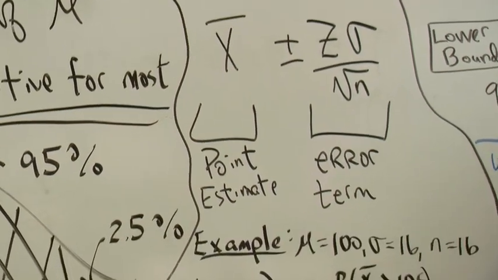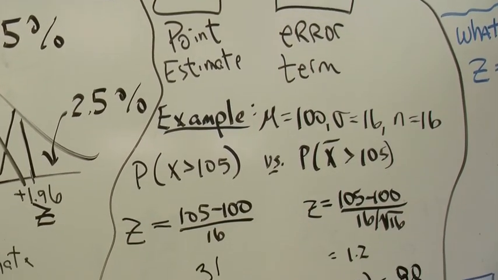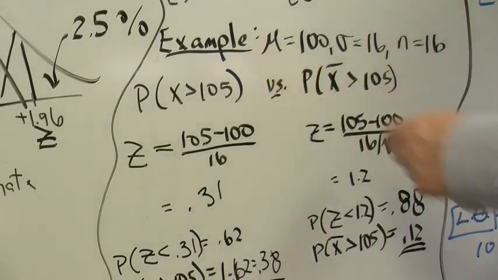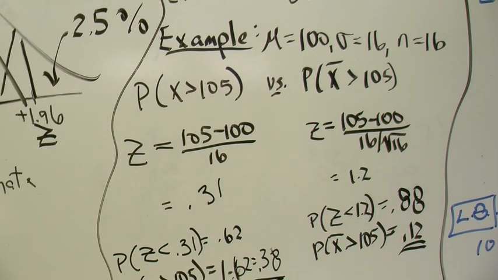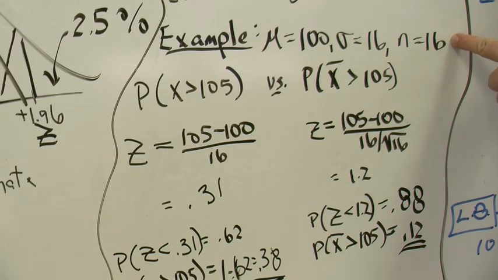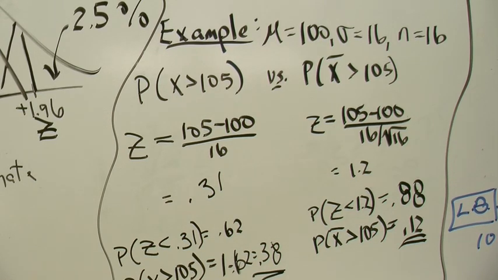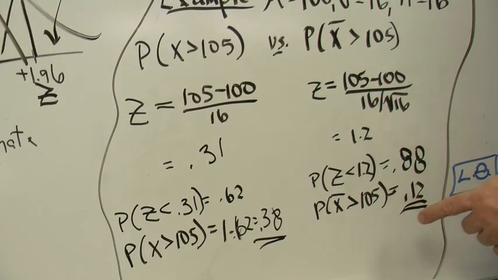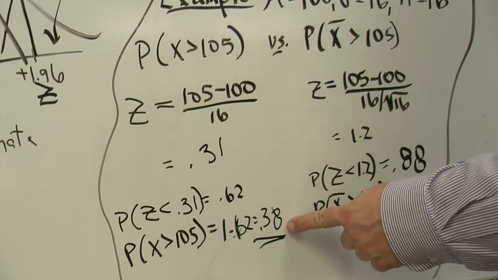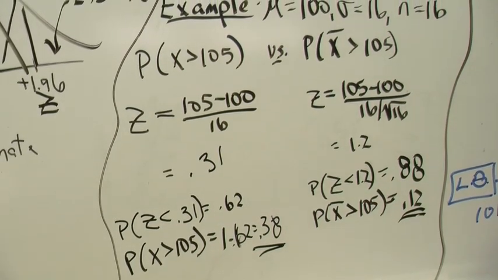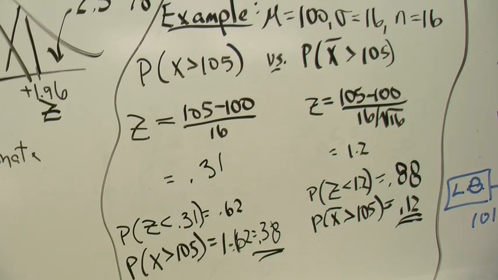Now, again, just to reinforce our segue from Chapter 6 to Chapter 7, then I'll tie this in with Chapter 8, if we want to calculate the probability of one person having an IQ of at least 105, that probability is 0.31. But if we take a sample of 16 people and calculate the probability of a sample of 16 people having an average IQ of 105, that probability is only 0.12. I may have misspoken earlier. The probability of one person having an IQ of at least 105 is 0.38. The probability of a sample of 16 people having an IQ of 105 is only 0.12.